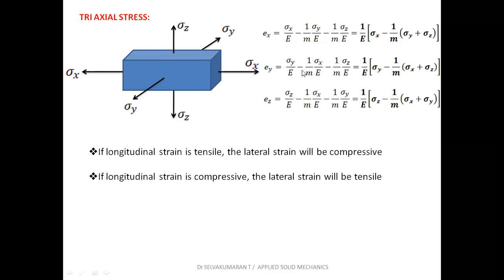Tensile, compression, compression; tensile, compression, compression. The opposite happens if this is compression, so this will be introduced as a minus sign. If sigma x is compression, you should put it as minus sigma x by E. Here minus into minus plus sigma x by E into 1 by m, and here minus into minus plus sigma x by E into 1 by m. Thank you.